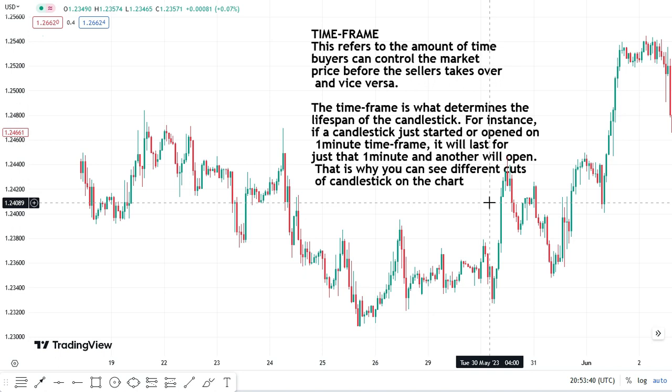If you go to the chart, you will see time frames of 1 minute, 2 minutes, 1 hour, 1 month, 1 week. You understand? So if you open any chart on a time frame, all the candlesticks you see on that time frame lasted for that time frame. If you open a chart on 4 hours, it means that all the candlesticks, even the smallest one, lasted for 4 hours.